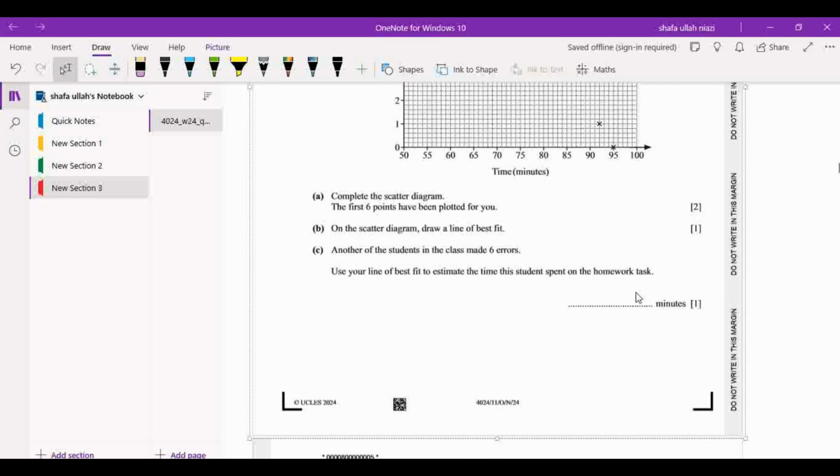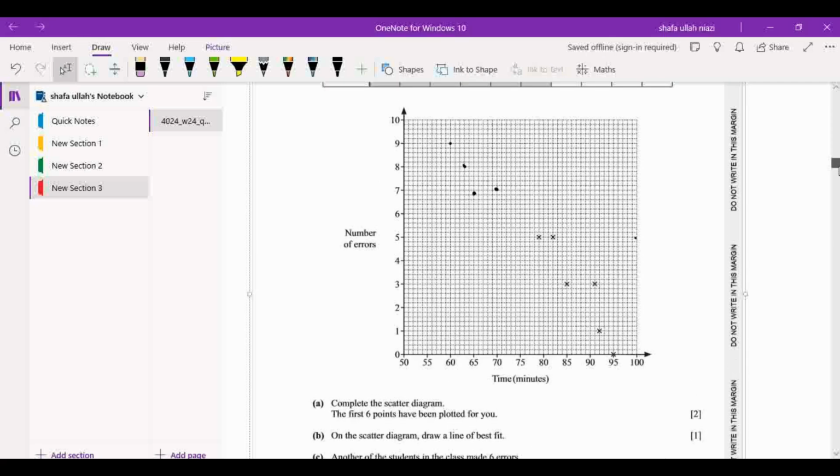Next is on this scatter diagram, draw a line of best fit. We have to draw a line of best fit, and if I draw these lines, these have the maximum number of points. So if I draw this, then this is the best fit line.